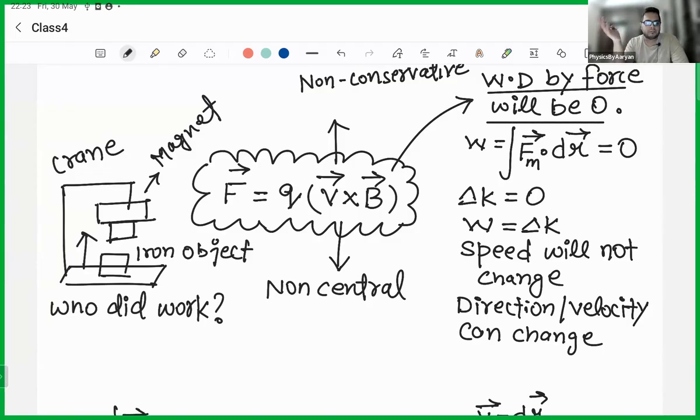Where did EMF come from? Where did current and EMF come from? This is a pure magnet. A huge magnet. Nothing else. I'm not talking about an electromagnet or anything. It's a huge magnet. The magnet comes and then picks up the iron. Who did the work? Magnetism cannot do the work. Then who did the work?